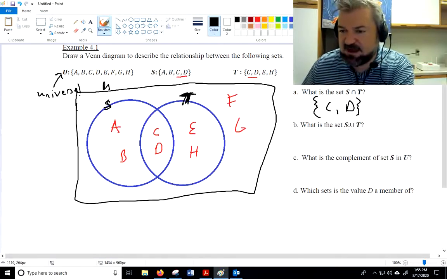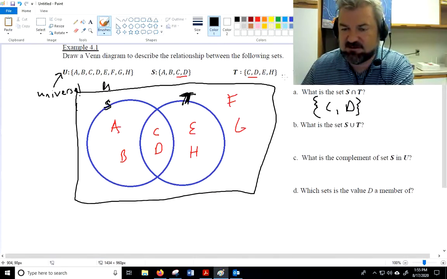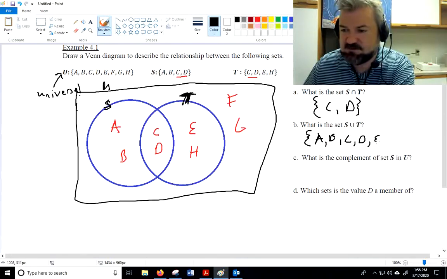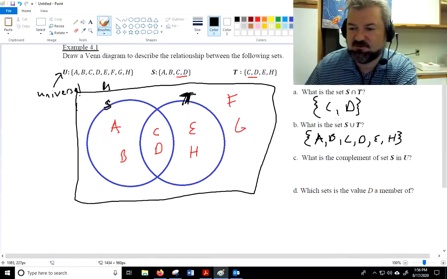What is the set S union T? That's everything that's in both S and T. Now, I can't just list A, B, C, D, and then list C, D, E, H, because we're not allowed to have repeated elements. So I don't want to list stuff that's in both sets twice. So I'll start with A, B, C, and D, and then I'll just add E and H. And we just separate members of the set with commas. That's all we have to do.